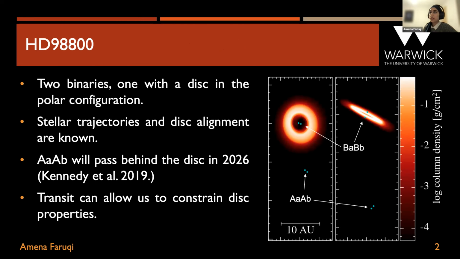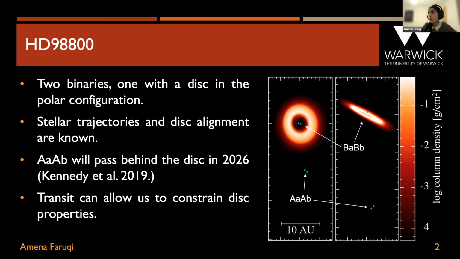My project is looking at a system called HD 98800. It's a bit of a complicated system. It's got 4 stars, so we've got 2 binary systems. I'm hoping you can see my cursor there. The first binary is the A binary, consisting of stars Aa and Ab. And then you have a second binary, Ba and Bb, with 2 stars, and a circumbinary disk, which is aligned about 90 degrees to the orbital plane of the binary.